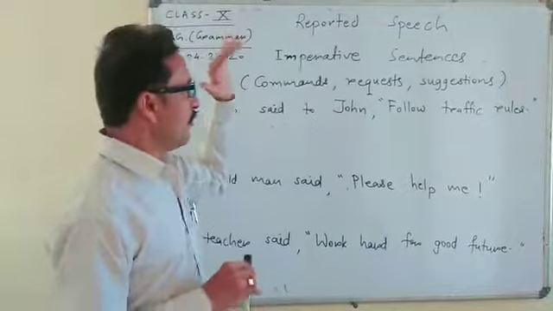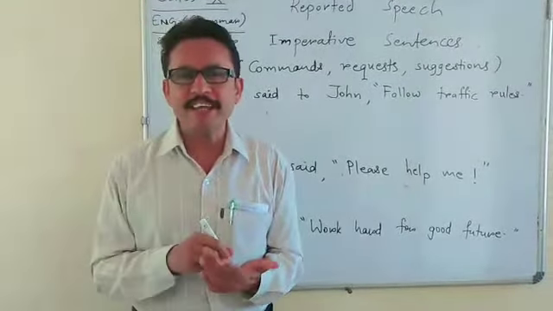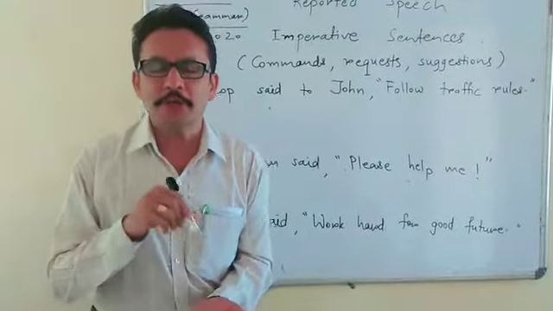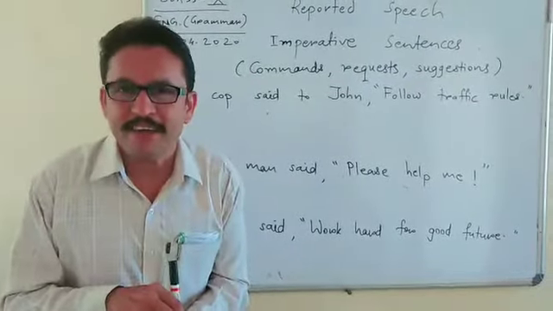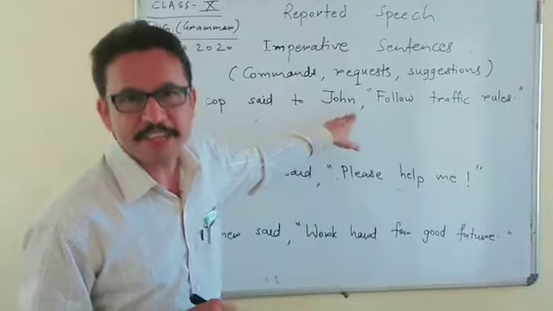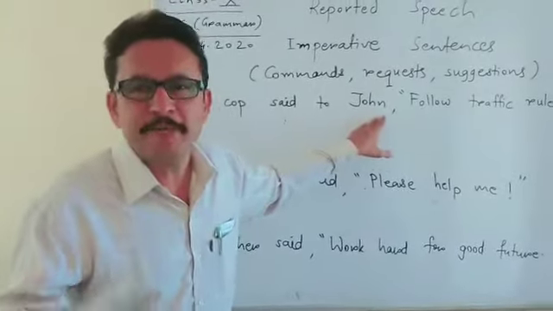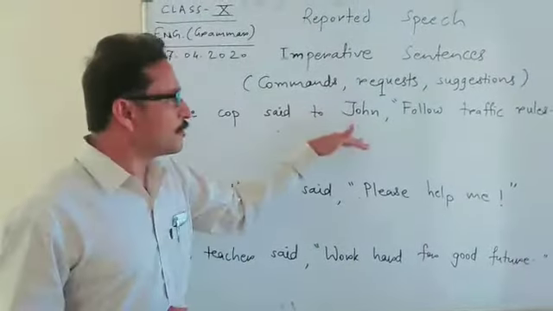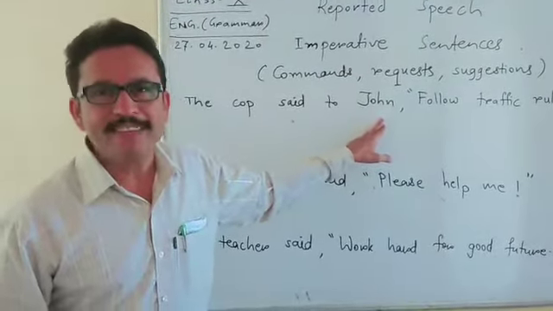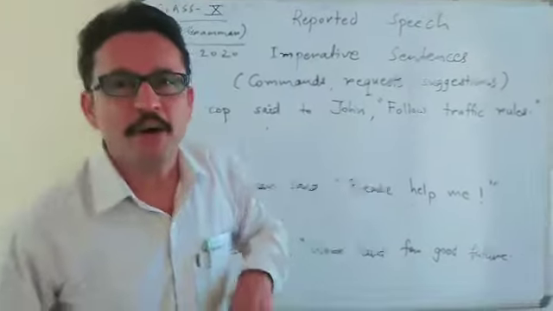Now, when you transform the imperative sentence from direct to indirect speech, after reading the words of the speaker, the very first requirement is you should identify the type of sentence, whether the imperative sentence is a command, whether it is an order, whether it is a request, or whether it is a suggestion or advice. So the cop is saying to John, "Follow traffic rules." So certainly this is a command, this is an order, and that is why if it is a command, we will use the reporting verb commanded or ordered.